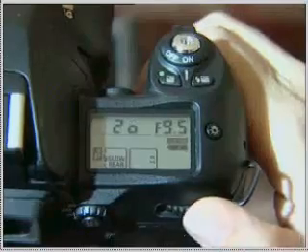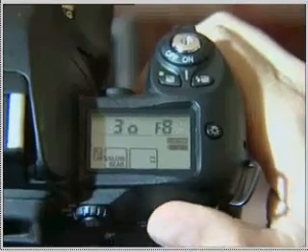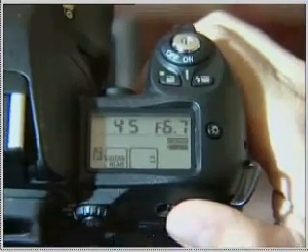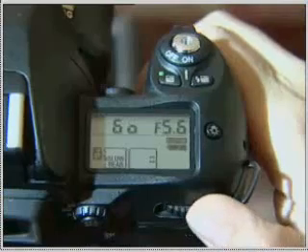The relationship between the shutter speed and the aperture is reciprocal. In other words, give and take. If you shorten the shutter speed by a stop, you open the aperture by a stop to maintain the same exposure level.